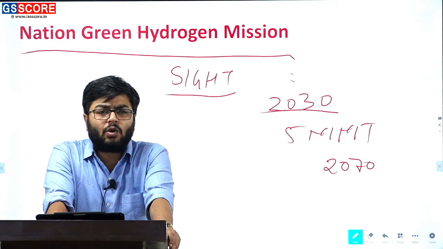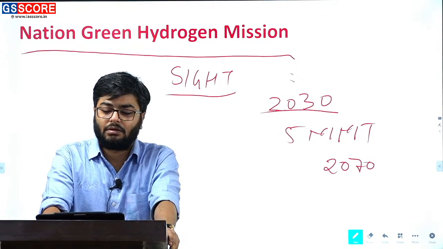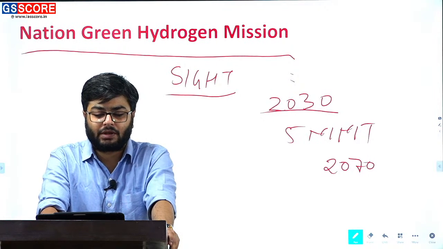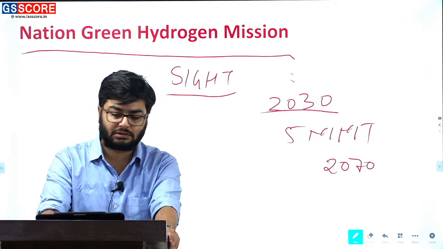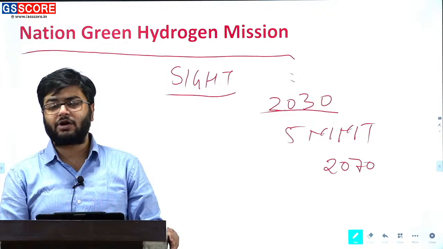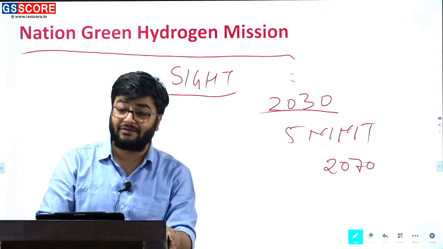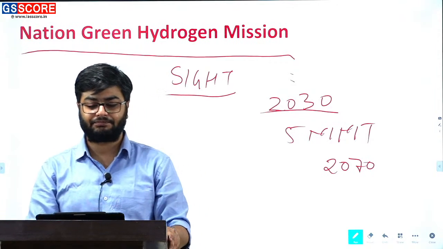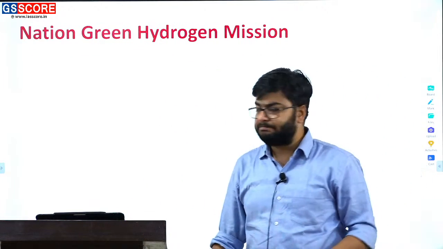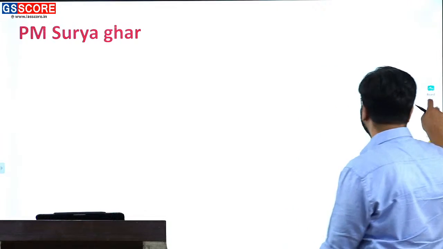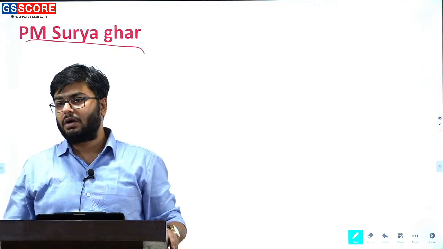It is not a blue or grey mission, it is completely for green hydrogen. Understood? It covers both manufacturing and production. We are not looking at household level, rather we are looking at industrial and sector levels like transport, etc. And this brings me to another scheme which is regarding energy, PM Surya Ghar, which I was referring to just a while ago.